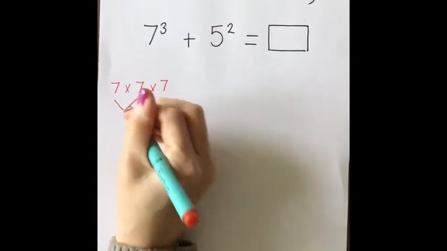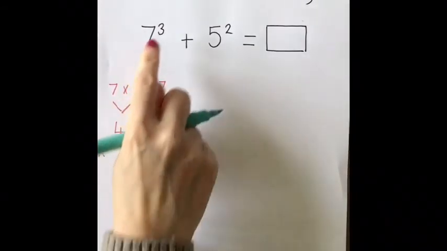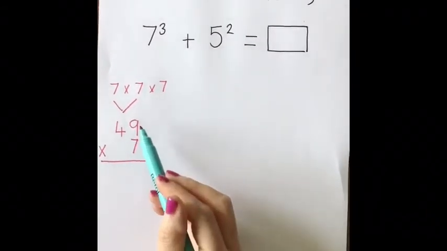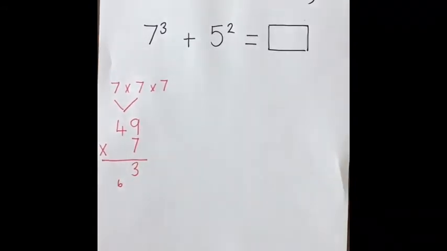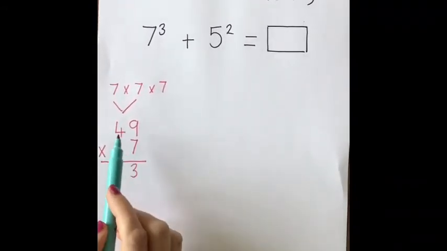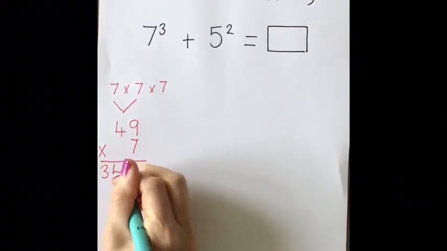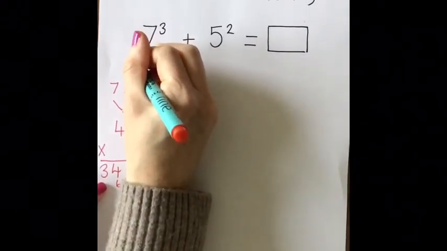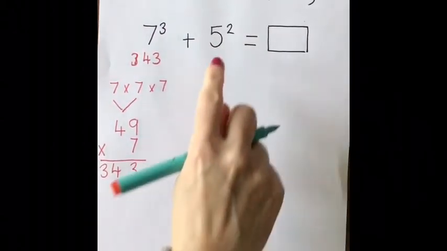So 7 times by 7 is 49. And because we've got a cubed number this time, we need to times by 7 again. So 7 times 9, or 9 times 7, is 63. And we carry the 6. This time we've got 4 times 7, or 7 times 4, which is 28. But this time we need to add the 6, which is 34. So we get 343. So we replace this part of the sum with 343.